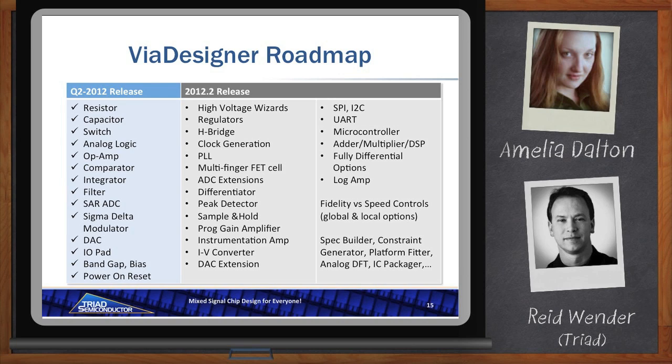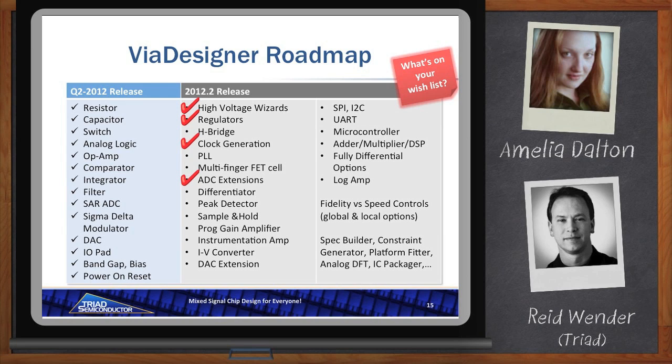As soon as we got ViaDesigner out on the marketplace, sure enough, people said, these are great wizards, but I need more. That's how we decided what would be the next wizards that would come out. We released a set of wizards in November of 2012 that included high voltage capability, regulators in the form of LDOs and linear regulators, clock generation, extensions to the analog to digital converter. In fact, initially when we came out with a sigma delta modulator, it was just the analog functions of the sigma delta modulator. Customers said, well, I'd also like to include the digital filter so I could turn it into a complete A to D converter.